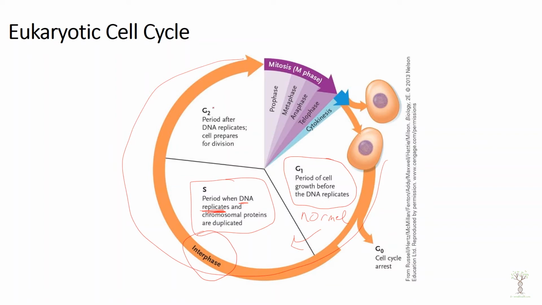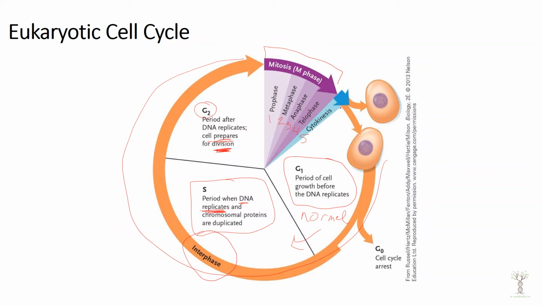Then the cell will move into G2. This is a second growth phase, and this is where we're going to have more preparation for cell division. Things like replicating mitochondria or the centrioles. This will happen in the G2 period before the mitosis phase. Then mitosis is going to occur, and there are basically 4 steps. There's a prophase, a metaphase, an anaphase, and a telophase. The very last step, which is sometimes considered a separate phase from mitosis, is called cytokinesis.